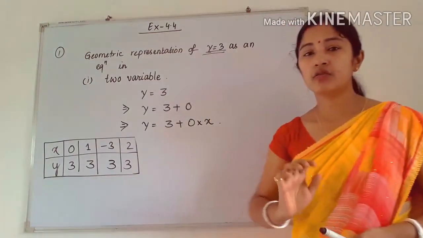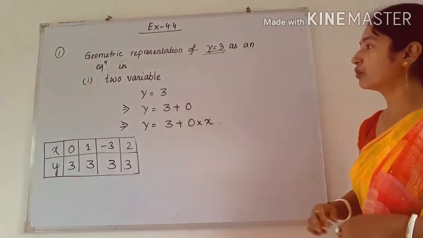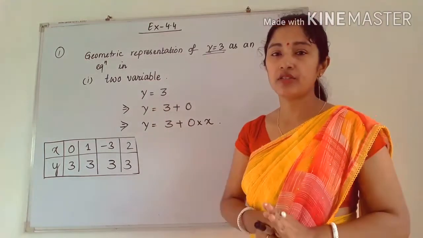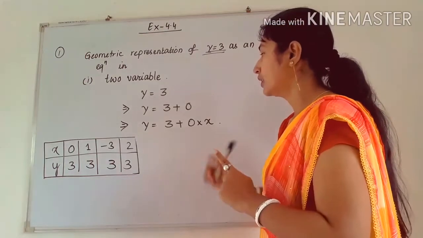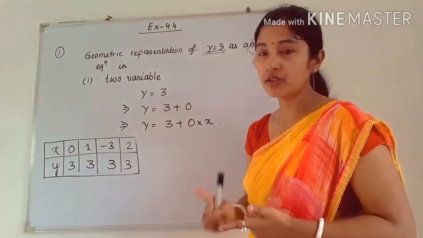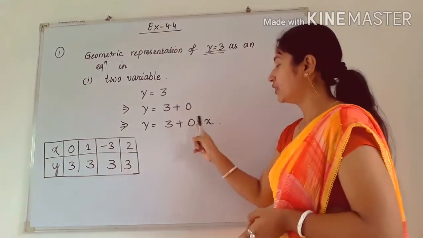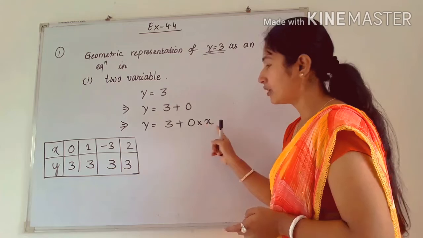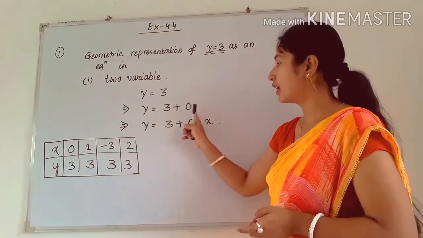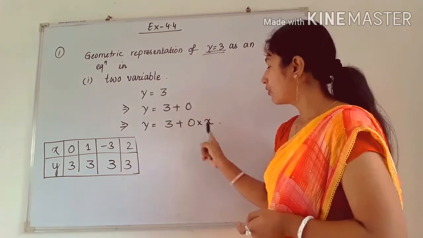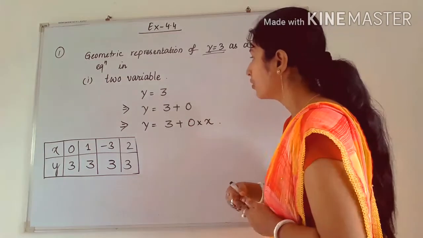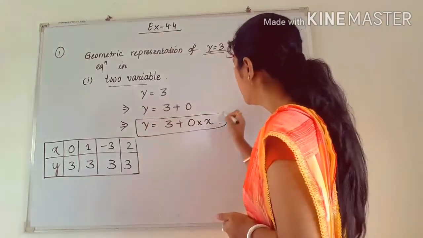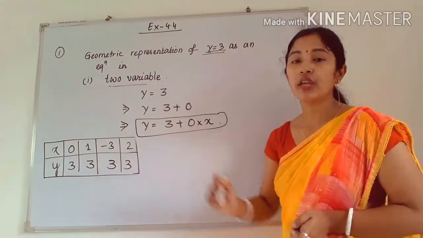See how I converted this linear equation in one variable into two variables. We can write y is equal to 3 plus 0. 3 plus 0 is again 3, but why have I written 0? You can multiply 0 with any number and you will get 0 again. So I am multiplying 0 with x, because 0 into x will again be 0. I have done this because it is written that you have to convert it into two variables. This way we can convert the one-variable equation to a two-variable equation.